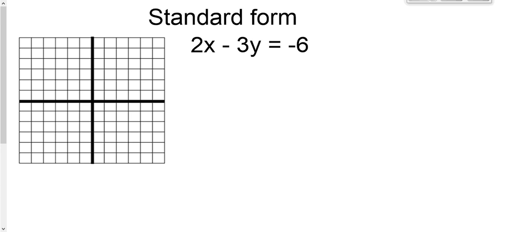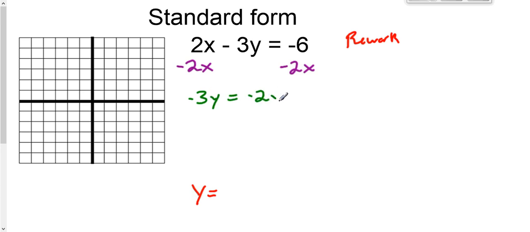Maybe the standard form is a little more intense. Still, we're going to rework it. That way it says y equals. First thing that's got to move is this 2x. So we're going to subtract 2x. That leaves us a negative 3y is equal to negative 2x minus 6. Once again, these are not like terms, so we aren't able to combine them. I have to divide everything by negative 3 to break that multiplication.